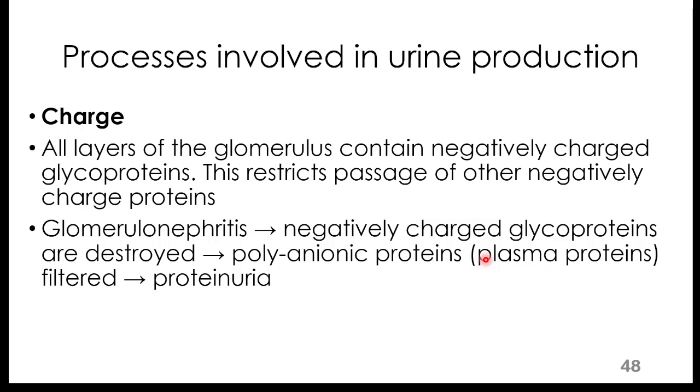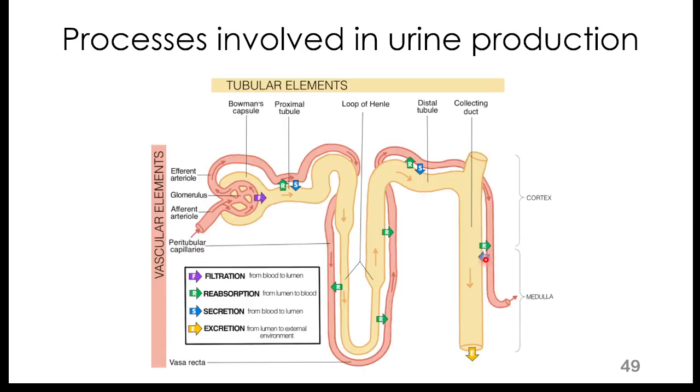Anionic macromolecules like proteins are able to pass, right? Because the negatively charged glycoproteins in the filtration barrier that should repel them have been lost, and so the patient has proteinuria. Proteinuria is the passage of protein in the urine.